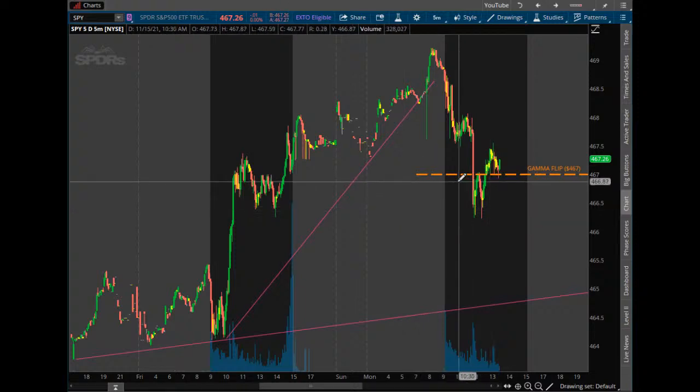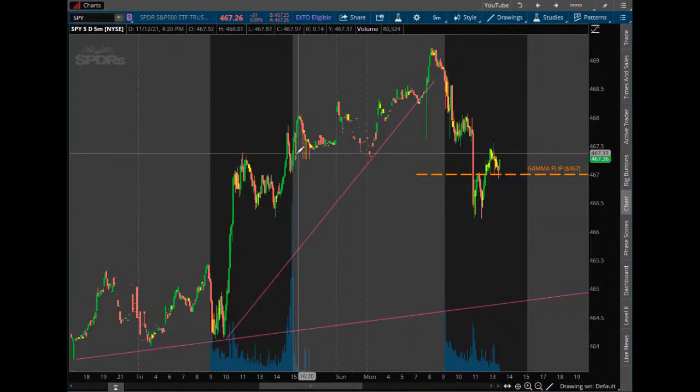Let's see how we hold right here. But again, it's looking like this could potentially be a wave one of a larger impulsive wave down. So we just have to keep an eye on the price action and see how it goes. But in the meantime, we're kind of choppy, sloppy here going into today.